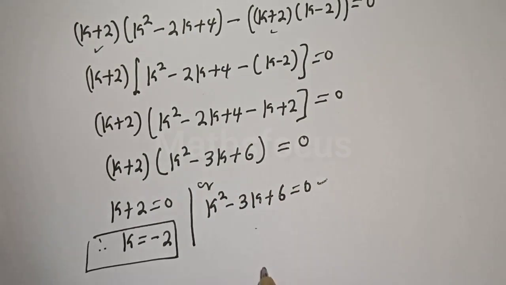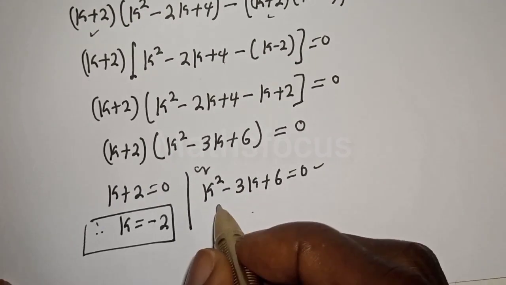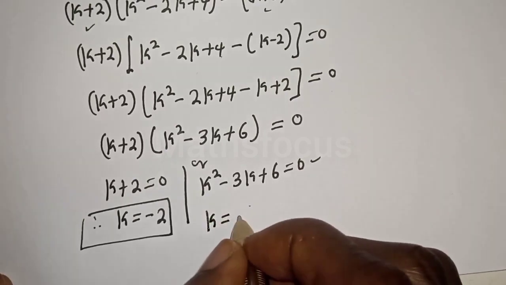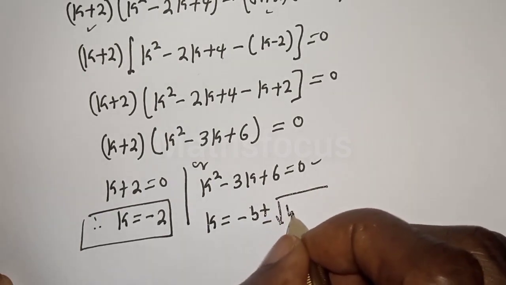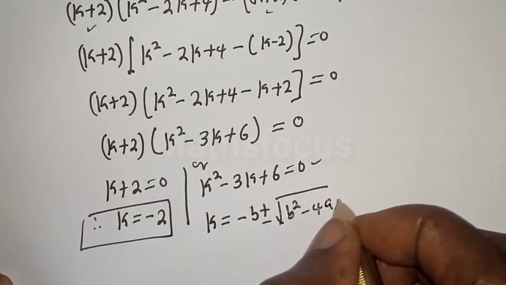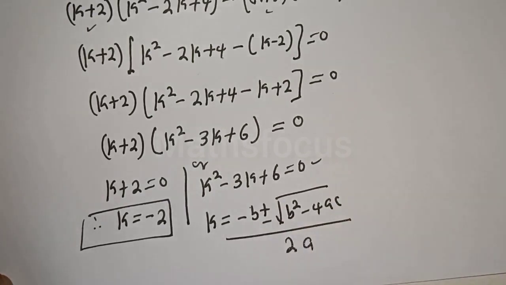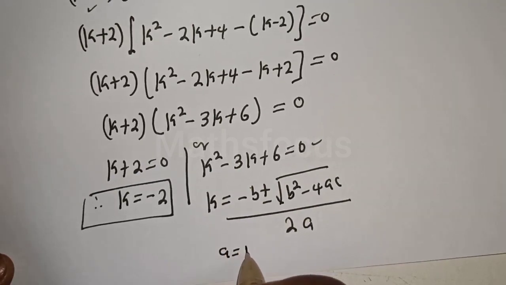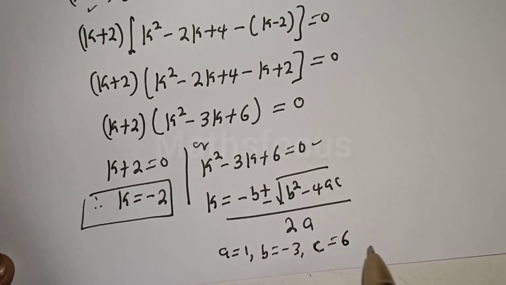This is a quadratic equation, which can be solved using the quadratic general formula. And our quadratic general formula in this case is given as k is equal to minus b plus or minus square root of b squared minus 4ac over 2a. And from this equation, a is equal to 1, b is equal to minus 3, c is equal to 6.